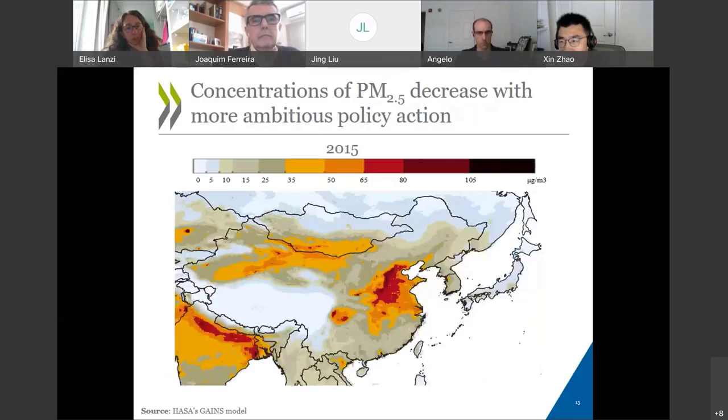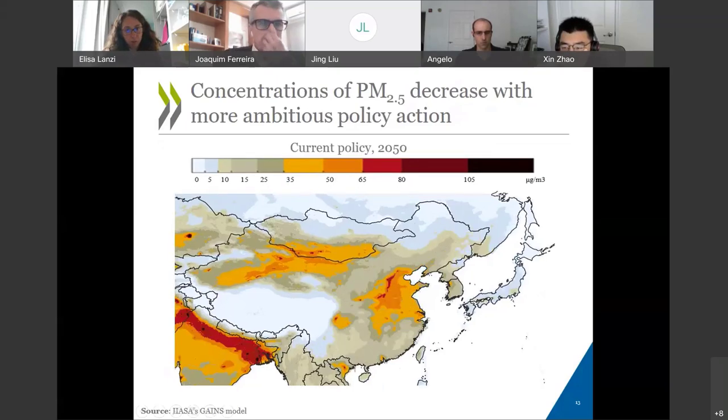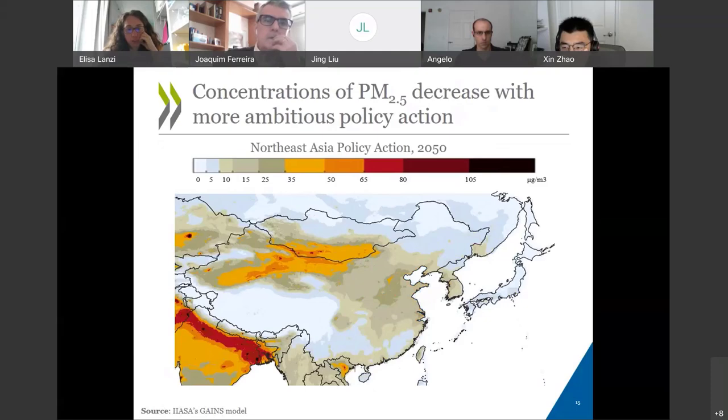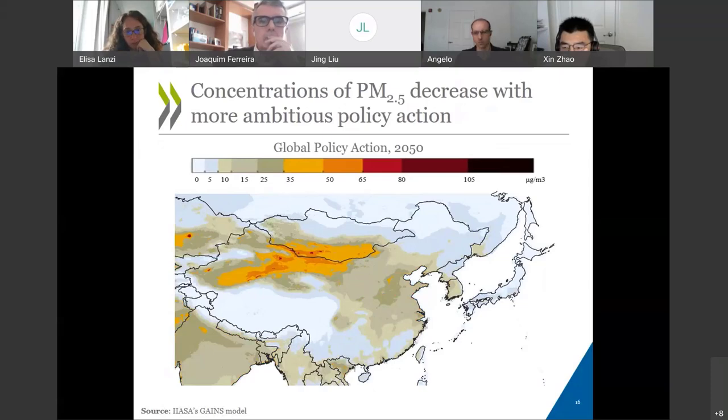What does this mean in terms of air quality? So this is the base year, and once you look at current policies, you can see that even with current policies, there is some improvement in air quality, but there are further improvements if the three countries adopt more policies on air pollution, and even additional improvements when there is global policy action.